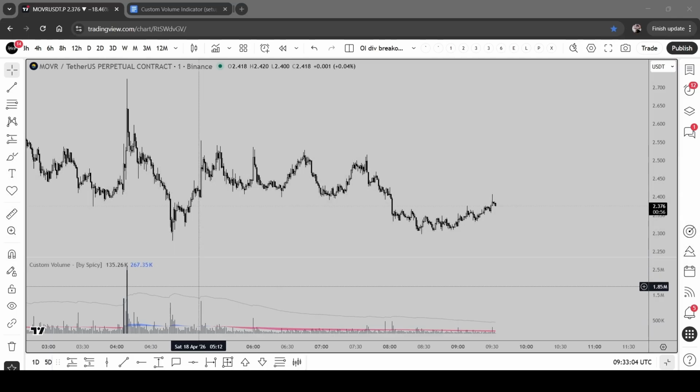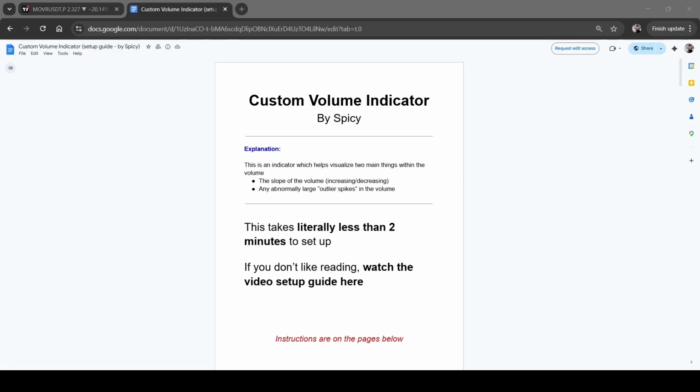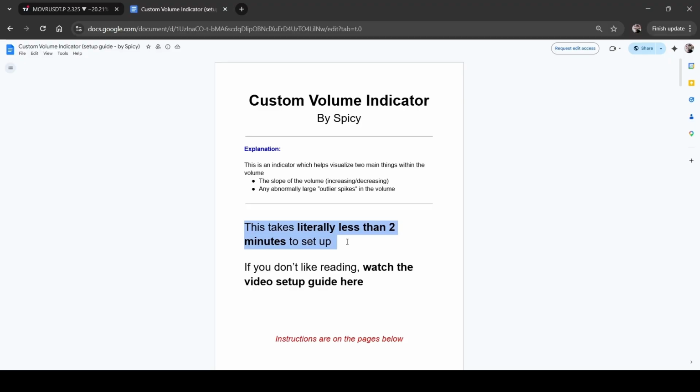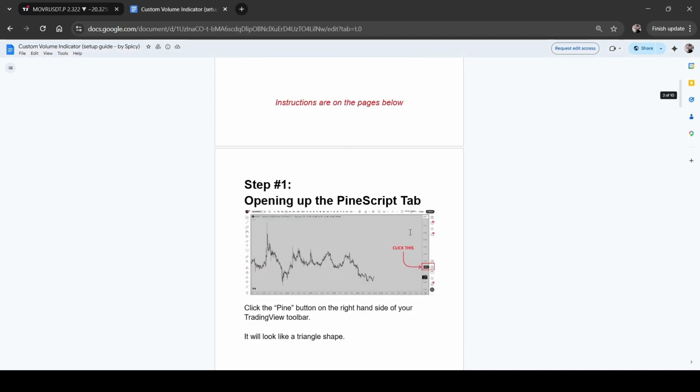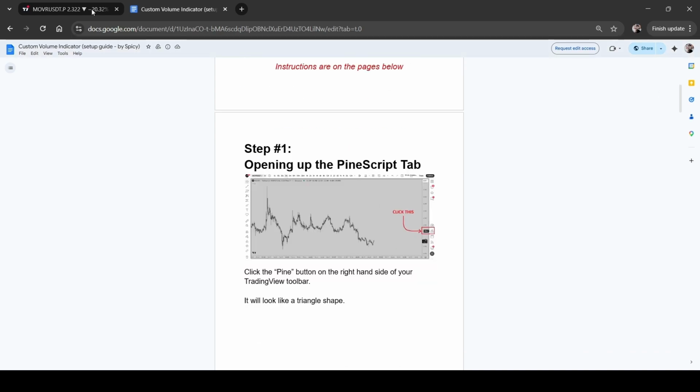And I'm also going to show you how I use it. So I actually have a Google Doc where I go step by step explaining exactly how to set up the indicator, and it literally takes less than 2 minutes. So I was thinking I'd just walk you through exactly how to set it up and we can go through it together. So step 1, we want to open up the PineScript tab on the right-hand side of TradingView.